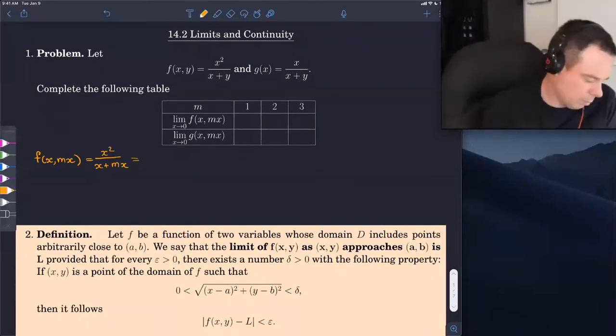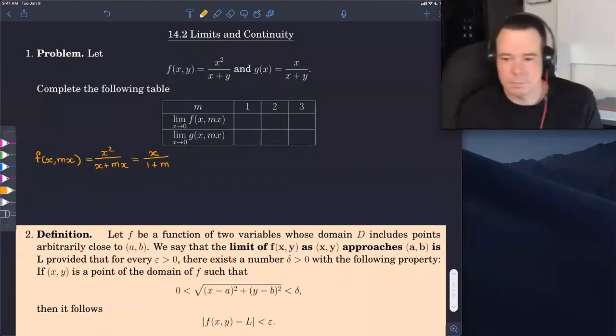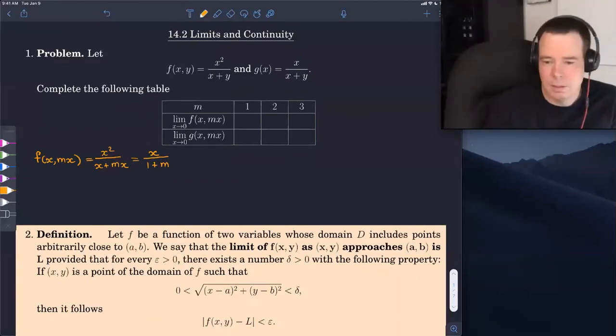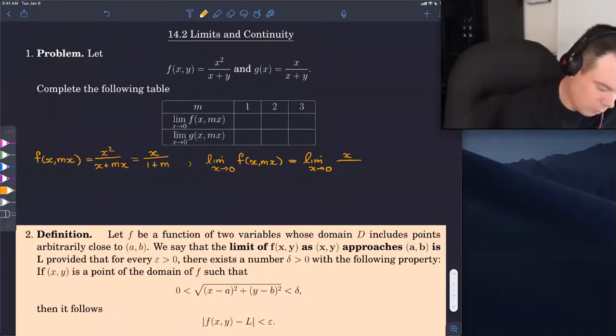We can do a little bit of simplification with this expression. There's a common factor of x in both of the bottom terms, so we can factor that out and get a 1 plus m. The x is gone now because it's canceled. So there's our function. And now we want to evaluate the limit. So the limit as x goes to 0 of f of x, mx is just the limit as x goes to 0 of x over 1 plus m.